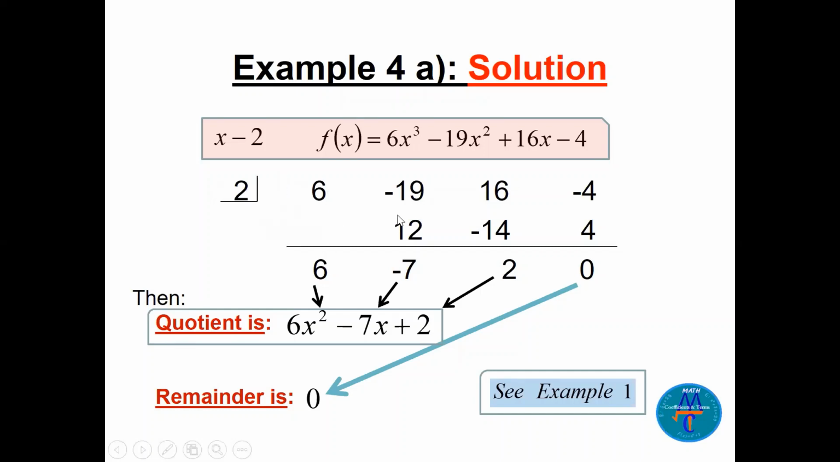6 comes down, 12. Minus 7, multiply. See, minus 7 times 2, minus 14. You add, and multiply, 0, okay? Sometimes you get 0, sometimes you get a number. So this 0 directly goes to the remainder, and this is the quotient. I said here, see example 1, because it is exactly the same question we have done in example 1 by using long division.